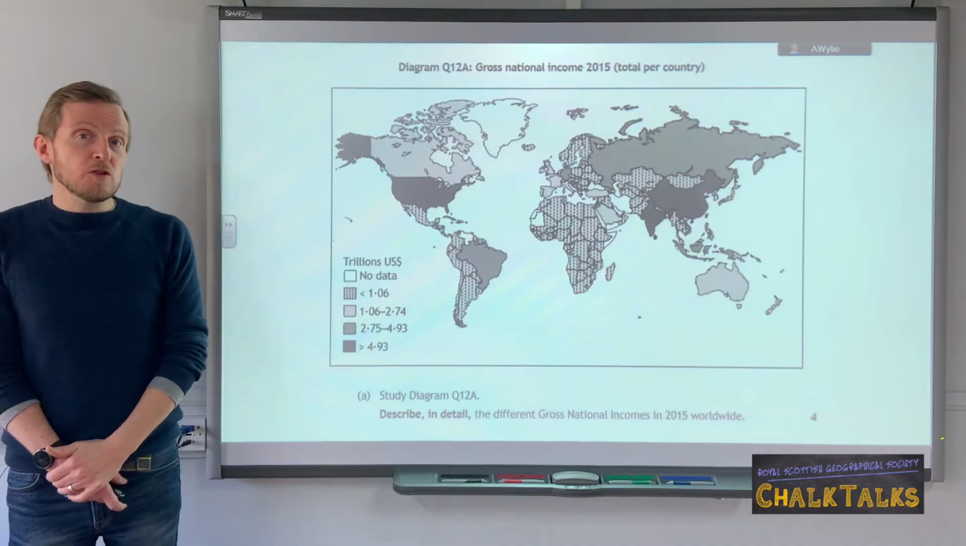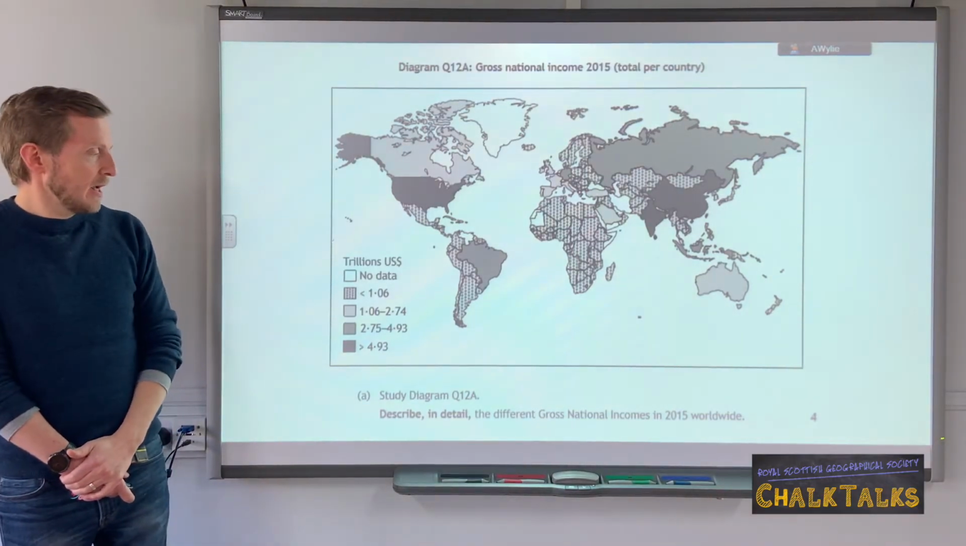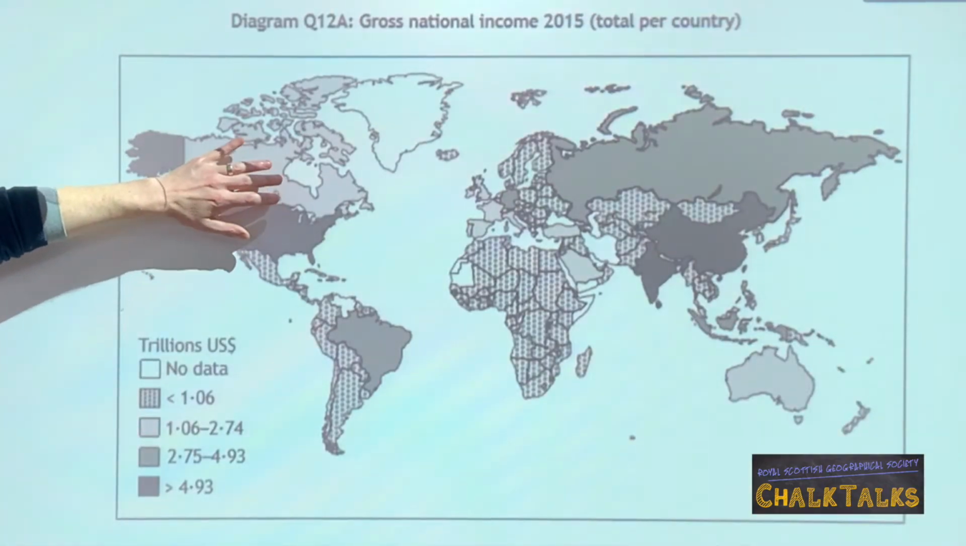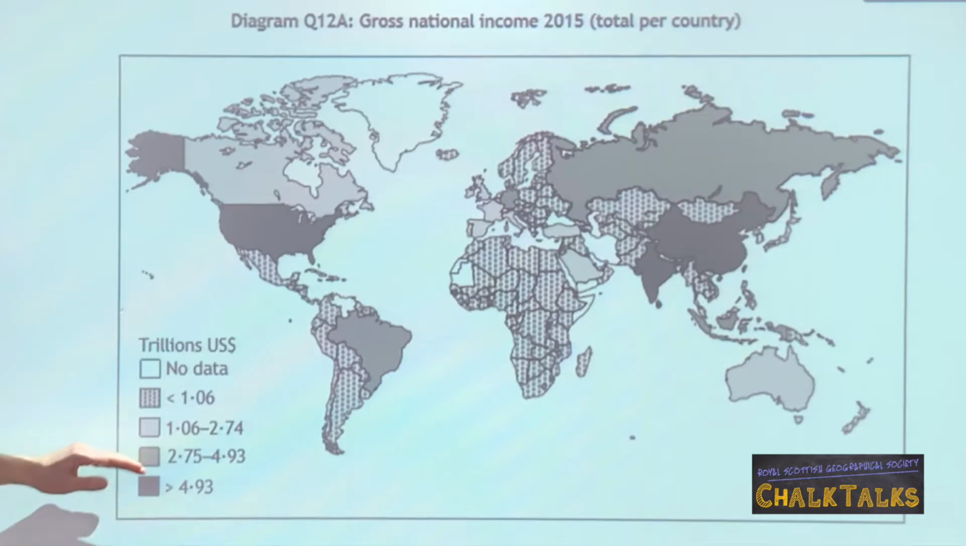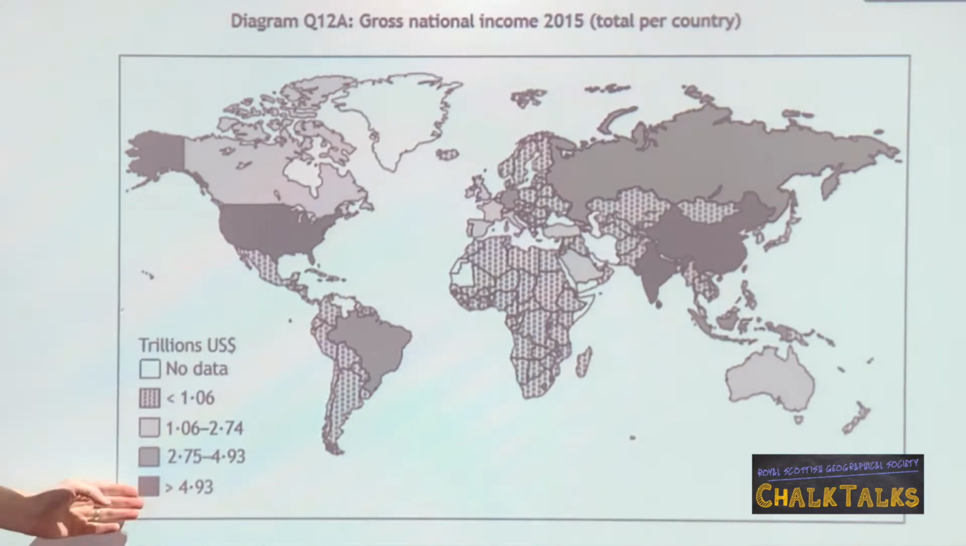It is often useful to start with an overall statement looking at the global pattern. And the global pattern shows us that in the northern regions of the world, what we might call the northern hemisphere, we can see that the gross national income is quite high. What you might then do is give an example. For example, in countries like the United States, we can see that there is over 4.93 trillion.